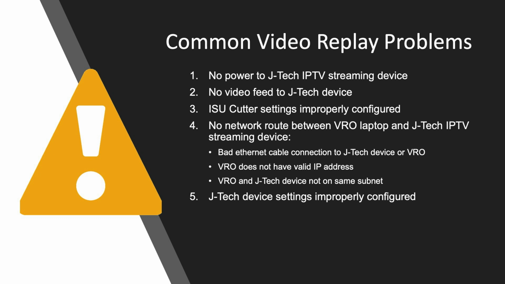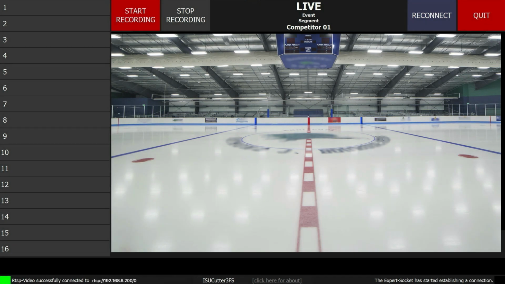Now, although any of these problems will present as the same issue, that is, there is no video image on the VRO laptop, here again we can use our knowledge of computer networking to troubleshoot these issues by a process of elimination that again makes use of the ping and ipconfig commands. So let's start by looking at the ISU Cutter screen when everything is functioning properly. We have a live video feed of the ice on the screen, so it's obvious that things are working.